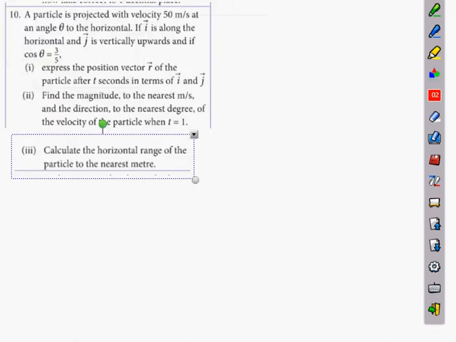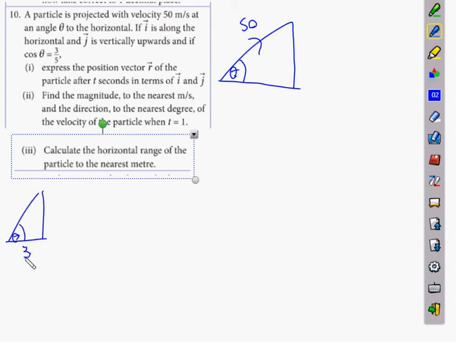This time around in question 10, it tells you at the very beginning 50 is thrown out in this direction here. Now, if i is along the horizontal and j is along the vertical and cos theta is 3/5, then this is theta, and what we're looking at is a right angle triangle of 3/5. So that's theta, that's 3, that's 5. Pythagoras' theorem will tell you that's 4. And then we know that sine theta therefore has to be 4/5. Good, happy with that?